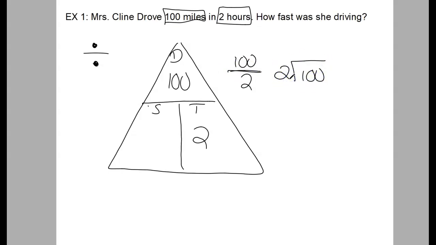Now, I know that most of us can do this one in our head. This one's not very difficult. What is 100 divided by 2, Connor? So this person was going 50 miles, I know it's miles, per hour. 50 miles per hour.